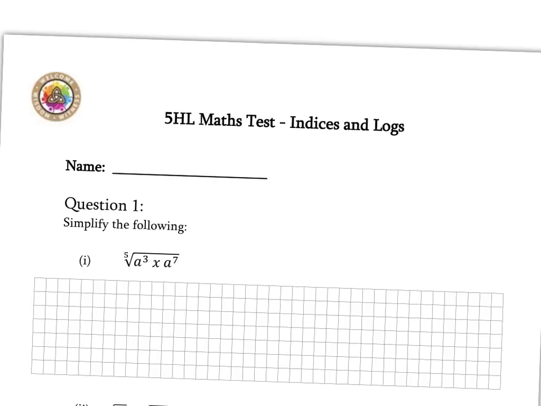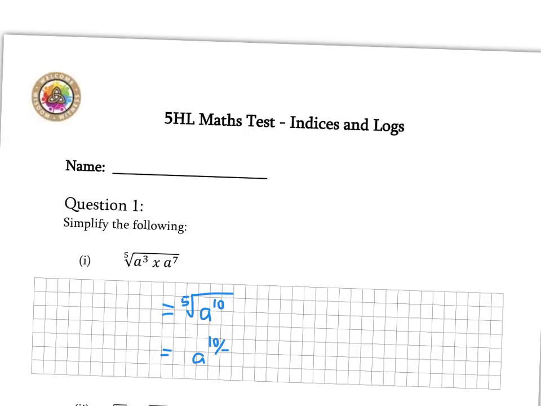So here we have the fifth root of a to the power of 3 times a to the power of 7. So, well, simply, I have two things of the same base being multiplied by each other. So all I do is I add the powers. So adding a to the power of 3 times a to the power of 7 gives me a to the power of 10. And I want to get the fifth root of that. So rewriting that, I can say, well, that's a to the power of 10 over 5.